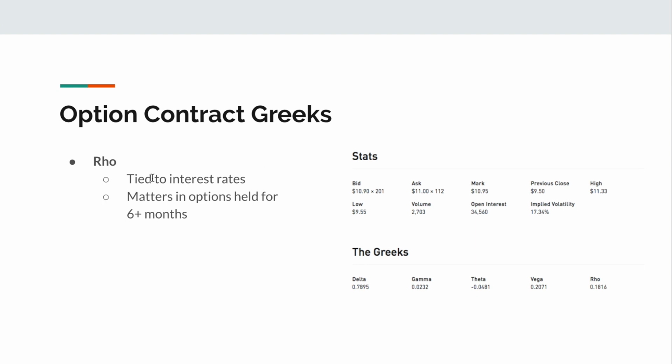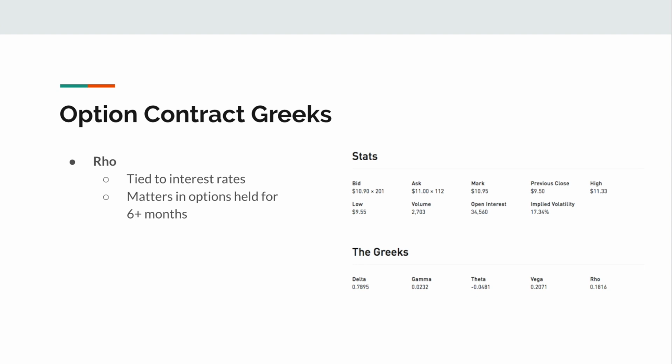We're not going to really explain rho because it just matters for contracts that are held for 6+ months. Interest rates can really have an impact on the market completely. But when you're trading options, the first 4 are really where you want to focus, because these are going to be your bread and butter. At Ayanti, we don't really hold options over 30 days. So rho is not really that important to you.